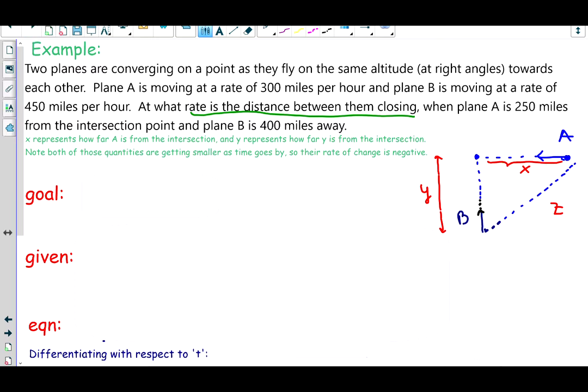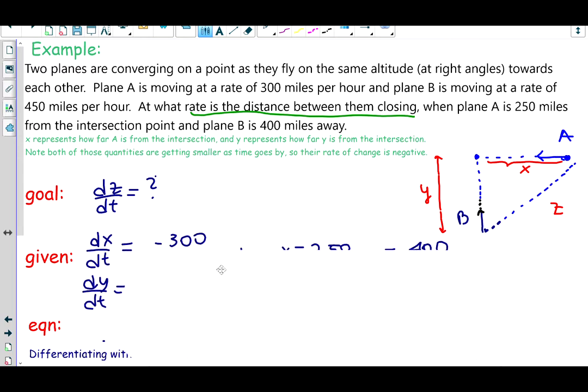And so let's write down that the goal is to determine dz/dt. And what is given to us in the problem? Okay, a bunch of things, right? For example, we were given dx/dt, that's the rate at which A is moving. That was negative 300. Negative because that distance is shrinking as time goes by, right? The distance to the intersection is getting smaller. So dx/dt is negative 300.